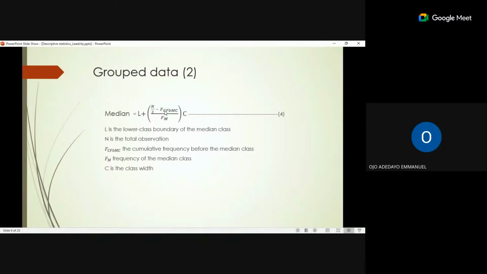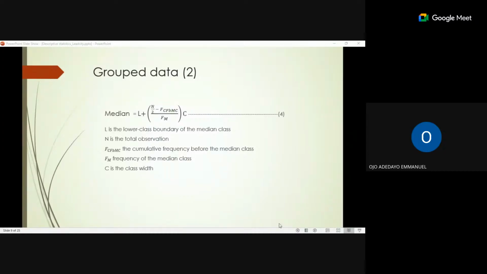Cumulative. C here means cumulative. F here means frequency. B here means before. M here means median. Then C here means class. But you can't see this in your textbook. But for you to understand it better, that is why I put it like this. So that means that this one that you are seeing here means cumulative frequency before the median class.